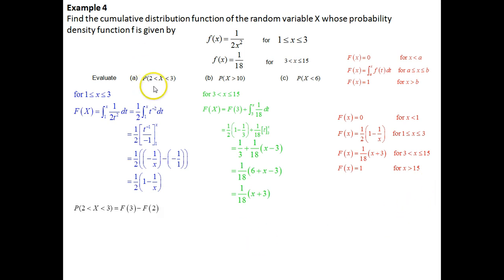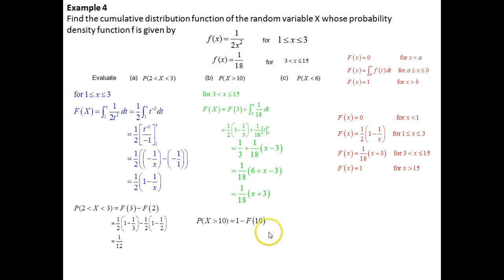So between 2 and 3 I need capital F of 3 minus capital F of 2, giving me, so they're both in the first one, so I'm using that function. So I'm putting 3 in the first one and then 2 in and taking them away, and I get a 12th.